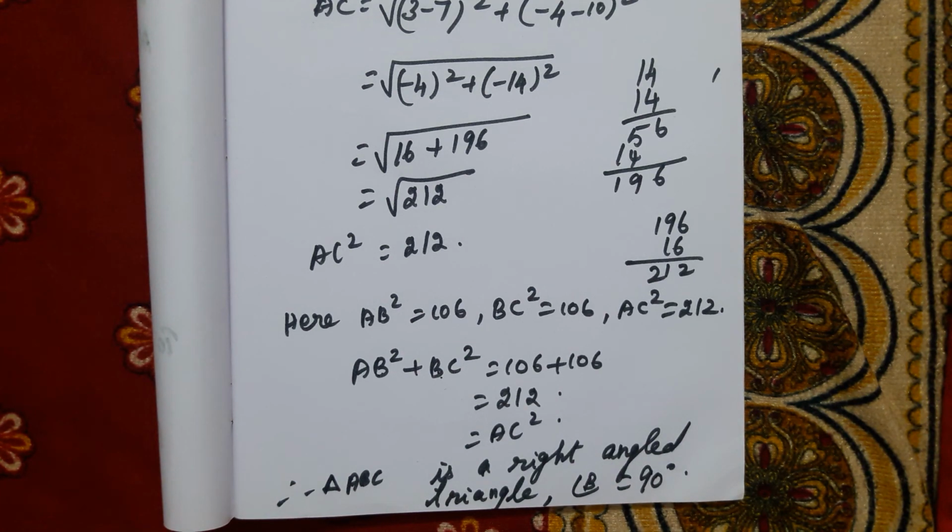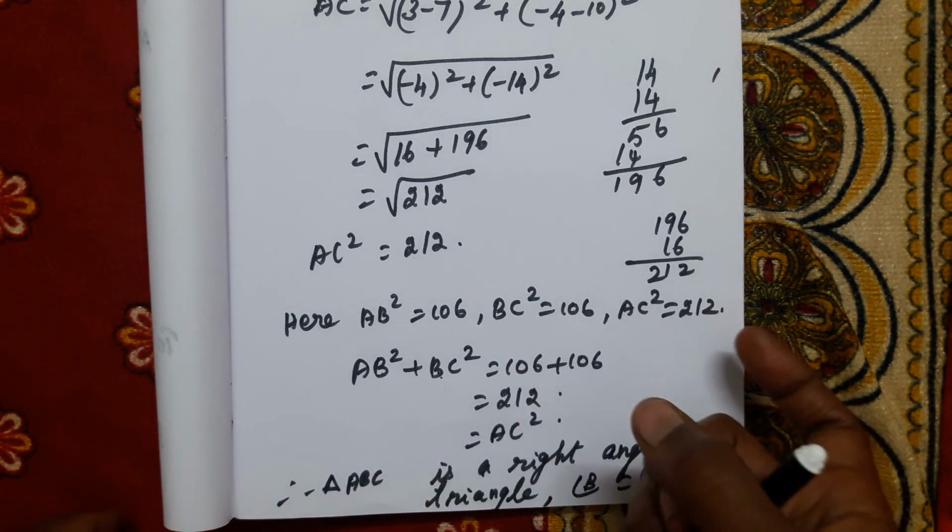Any doubt in this question? No doubt? So students, please learn all the formulas, everything. You must be thorough with the formulas, then only you can do the problem. Next, you also have to learn the conditions. To prove collinear, what is the condition? The sum of any two sides is equal to the third side.